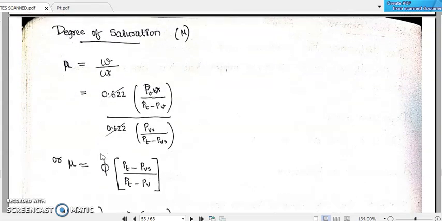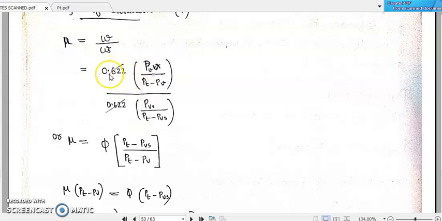Then the next term that we have to discuss is degree of saturation, represented by the Greek letter mu. We have already studied this, and discussed it in our last session in the introduction to air conditioning. Degree of saturation mu is represented as omega by omega s. Omega was 0.622 times PV by PT minus PV. Omega s was 0.622 times PVS by PT minus PVS. The subscript S stands for the saturation condition of atmospheric air.